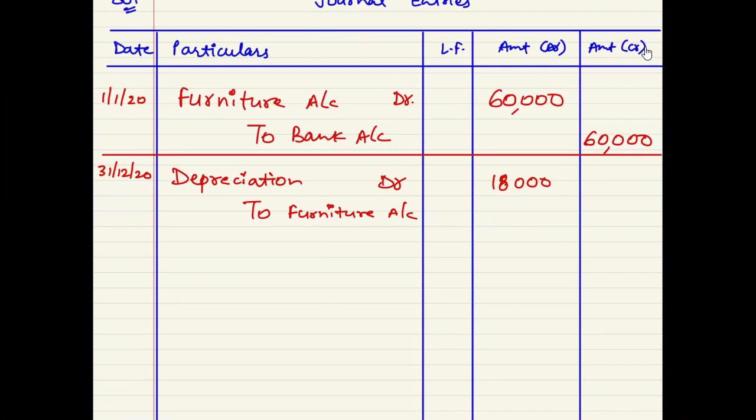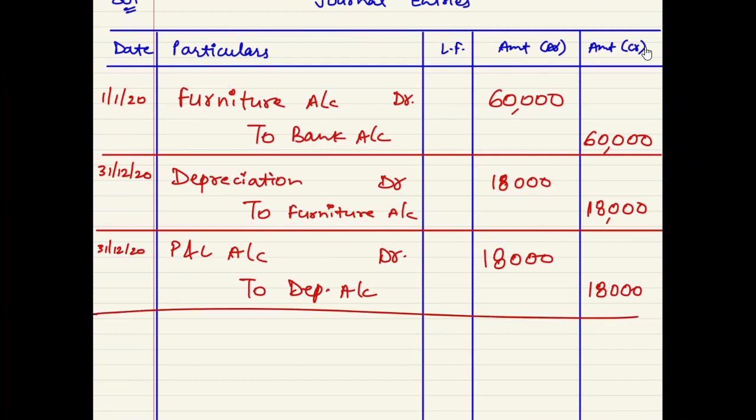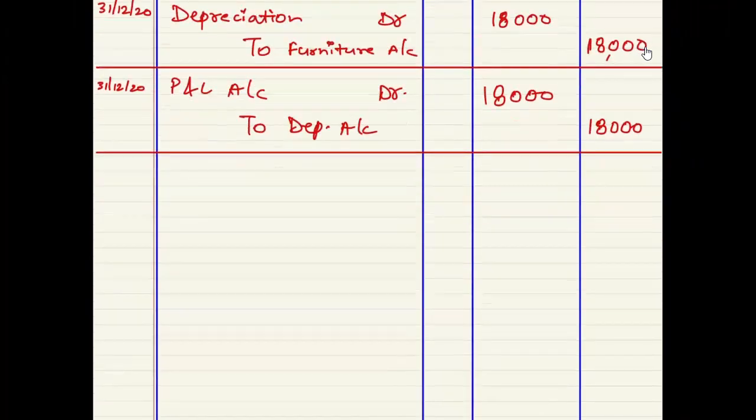Here we have debited the depreciation account and credited the furniture account. With the same thing, I will also transfer the expense to the P&L. So this would be P&L account debited with the amount of depreciation, which is 18,000, to depreciation account, again 18,000. This would be my third journal entry for the year 2020. Now let us do the posting.